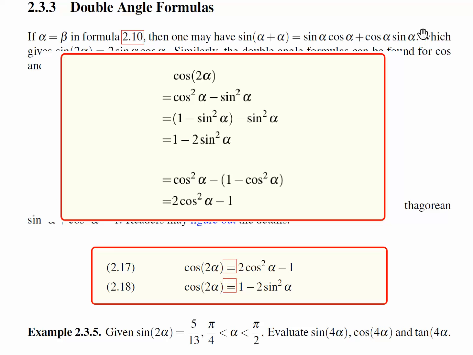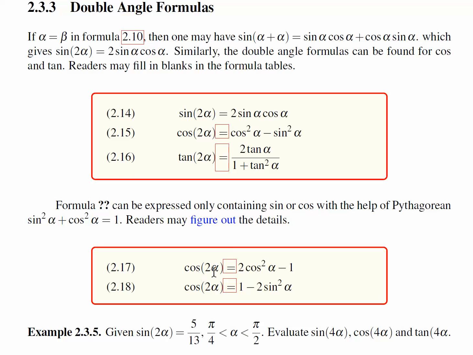So the double angle formula for cosine has 3 different forms. One is cosine alpha squared minus sine alpha squared. Another is if cosine alpha squared goes first, you double that, minus 1. And then if you need sine alpha squared, then you put it behind. That's 1 minus 2 sine alpha squared.